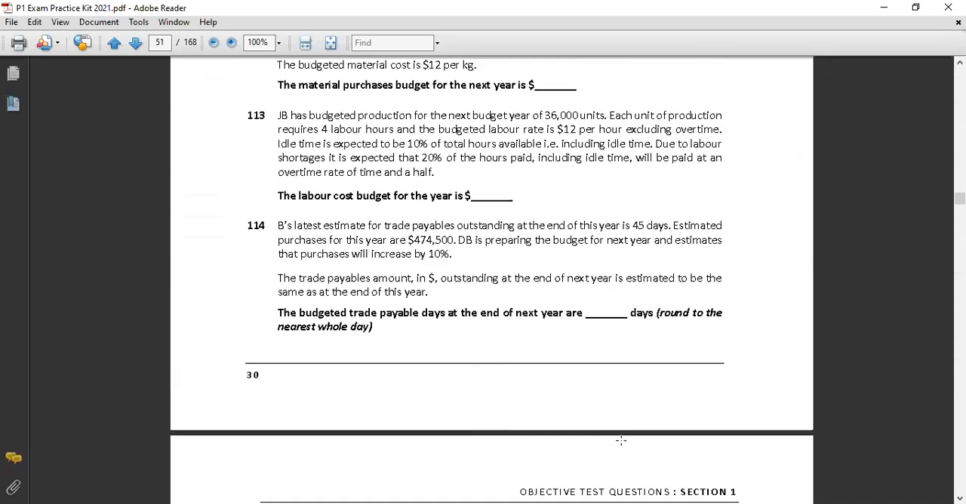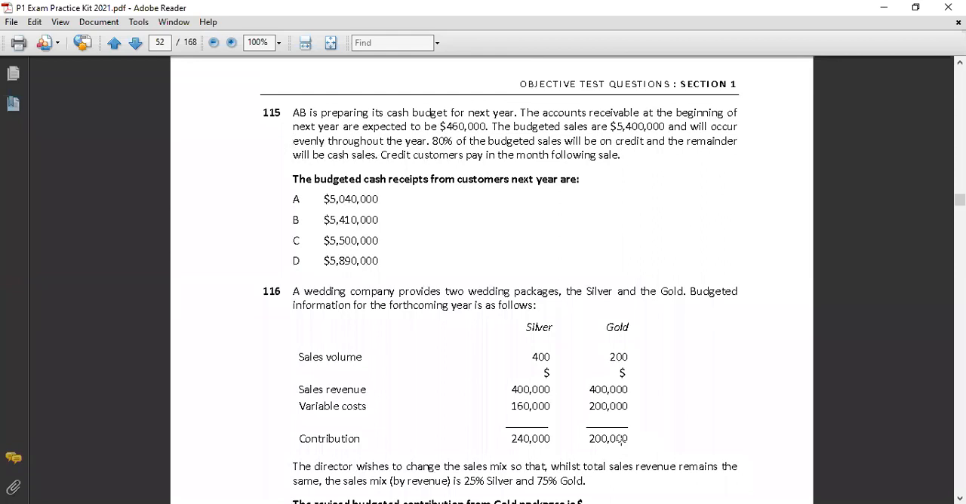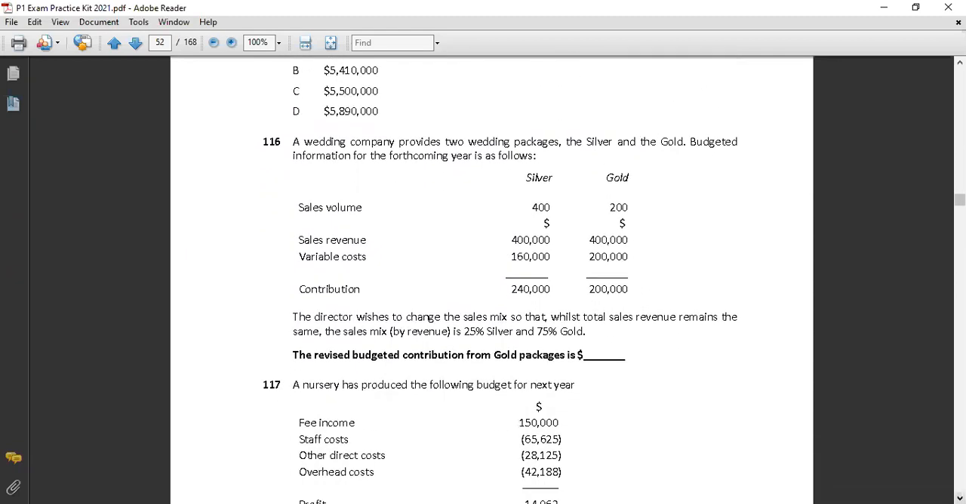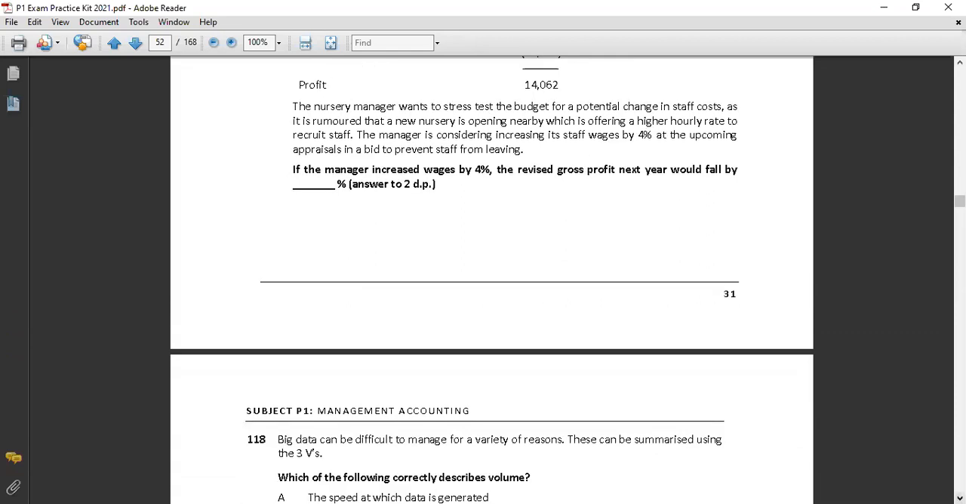So after 114 is done, then 115. Looks like we've done 115. Then let's take up 116. Let's take both 116 and 117 to the Excel file.